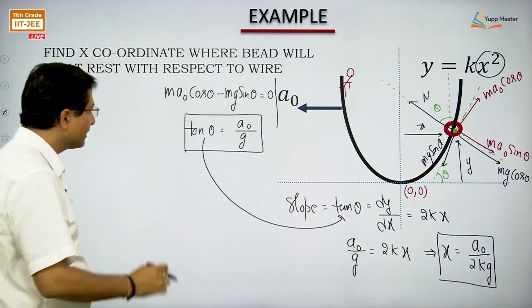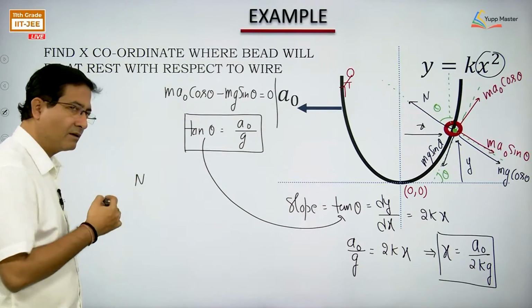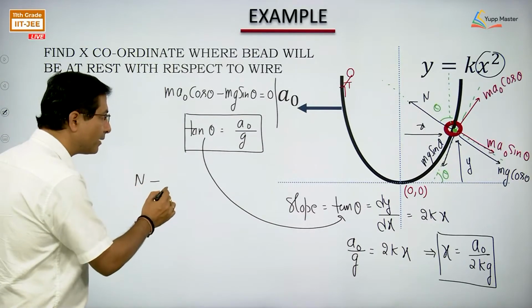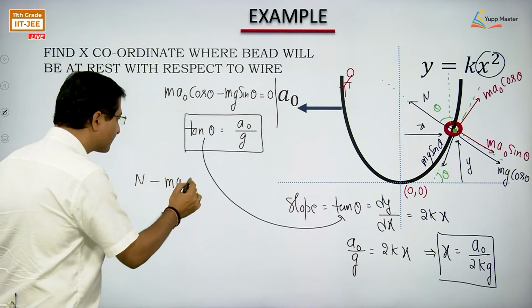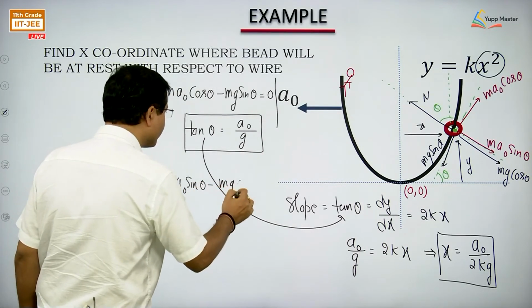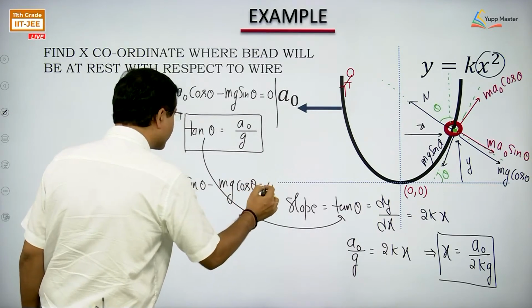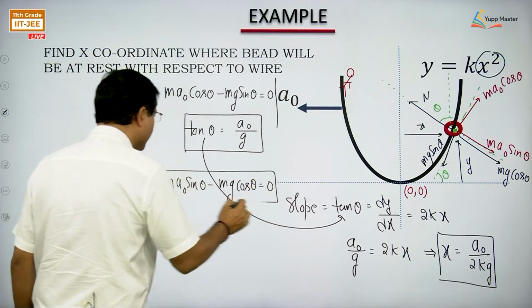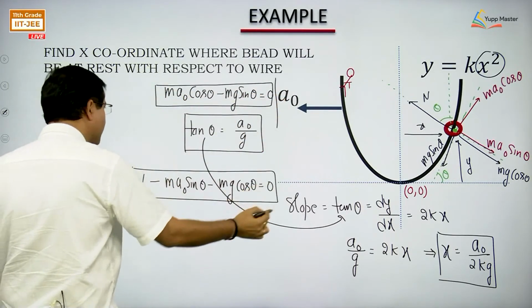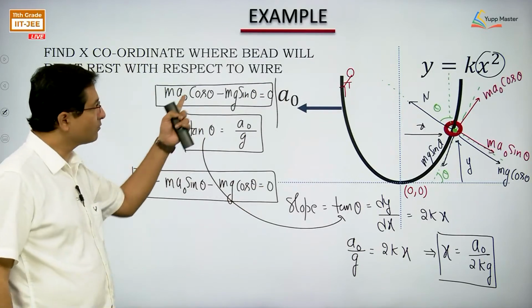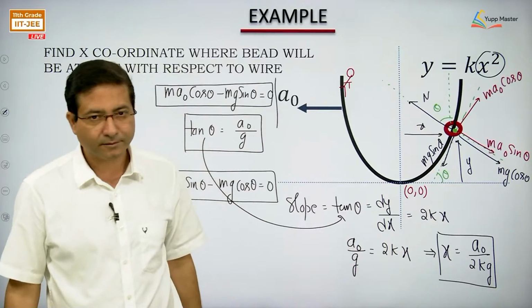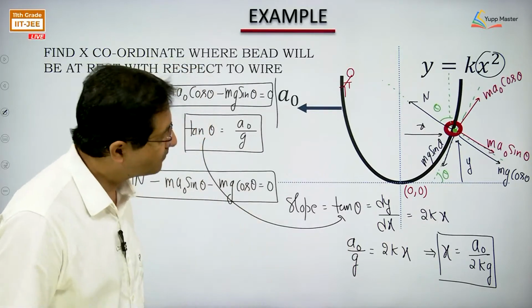If you are interested in writing the equation, anyway that is not needed, but if you want to write it, then you will write n minus m a naught sin theta minus m g cos theta is equal to 0. So this is the equation along the tangent and this is the equation along the normal. Out of that, from this equation I have tan theta which is required here. I substitute the value and I will get the answer. So I hope this question is clear. Let us see the next one.